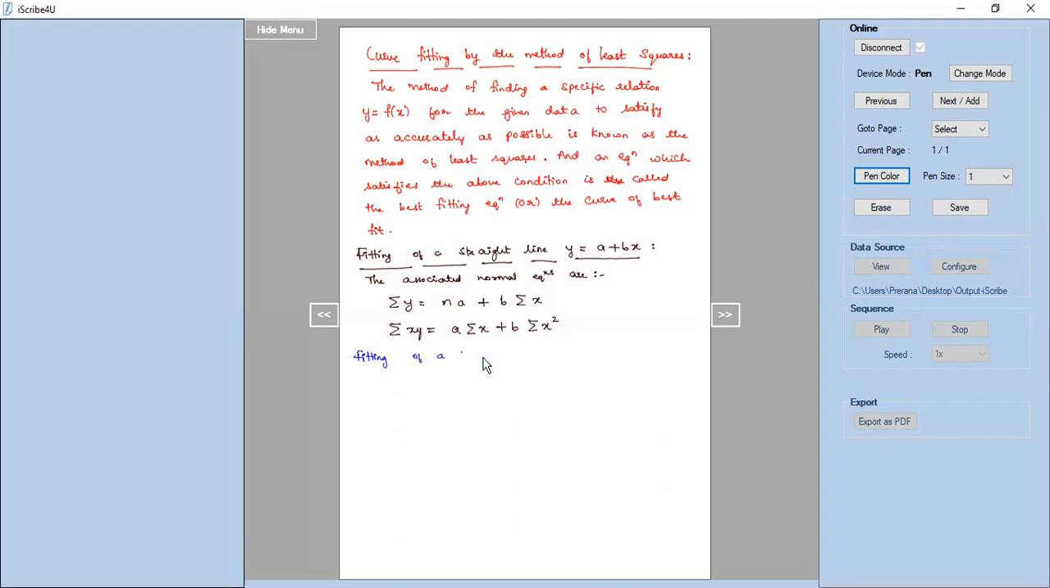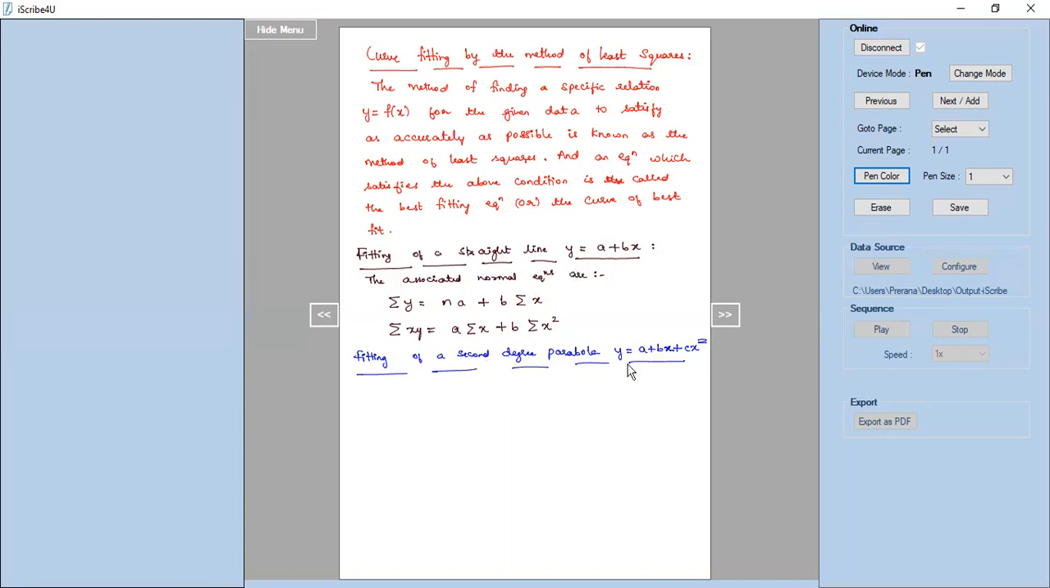Fitting of a second degree parabola, which is of the form y is equal to a plus bx plus cx square. So obviously when we have different forms of the straight line equation or the second degree parabola, accordingly we will write down the normal equations, right?